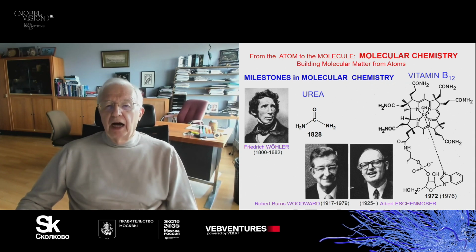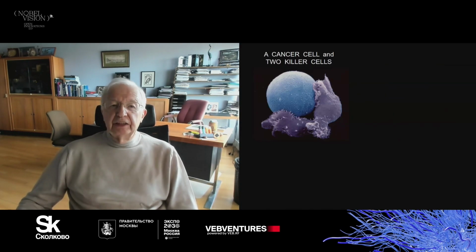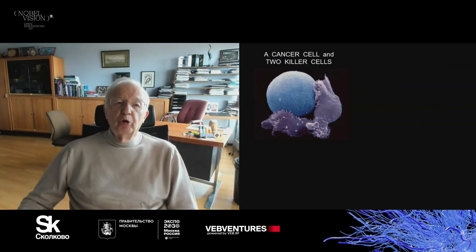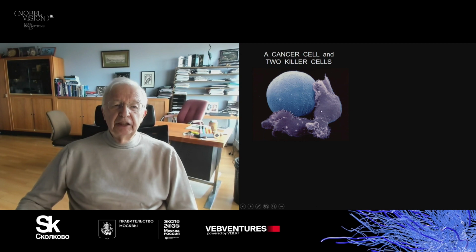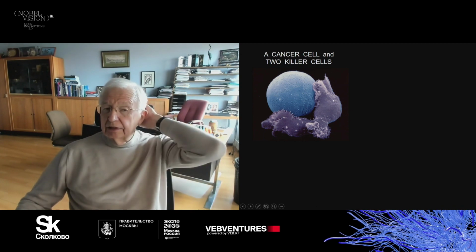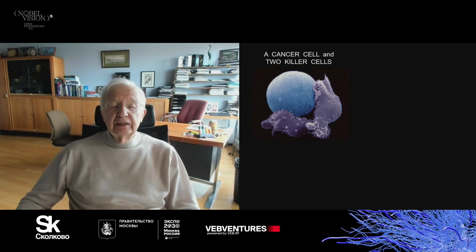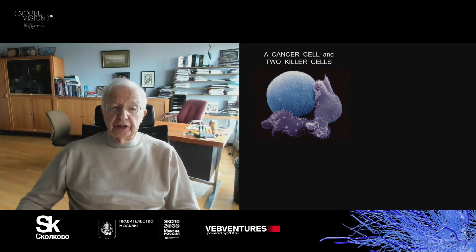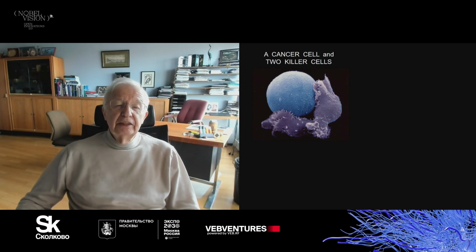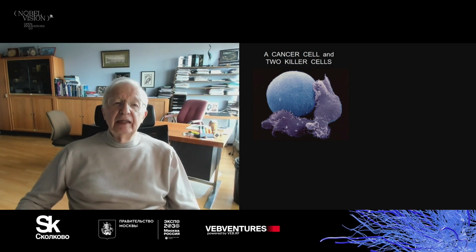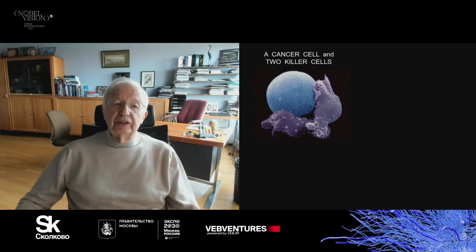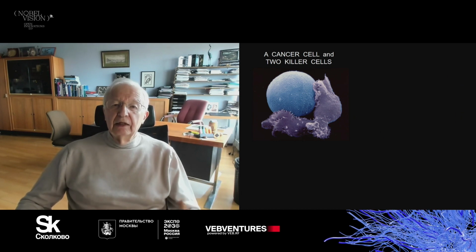However, we have to ask a question. The question is, what happens when molecules get together? For instance, here I show a cancer cell and two killer cells. The killer cells must find the cancer cell and destroy it. How do the killer cells know that the other one is a cancer cell? There must be something telling them that the partner, the other one, is a cancer cell.